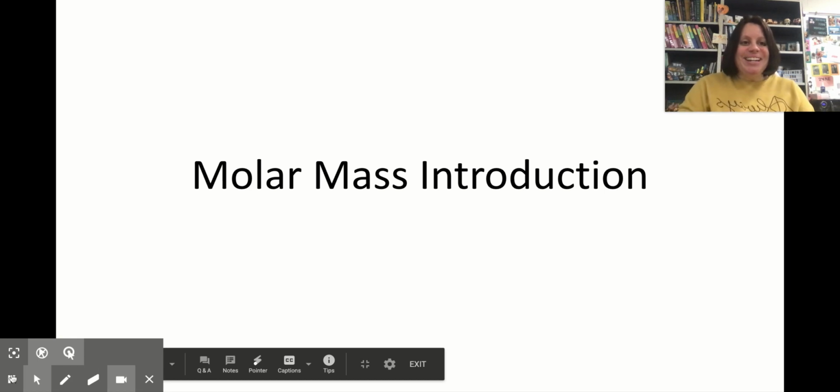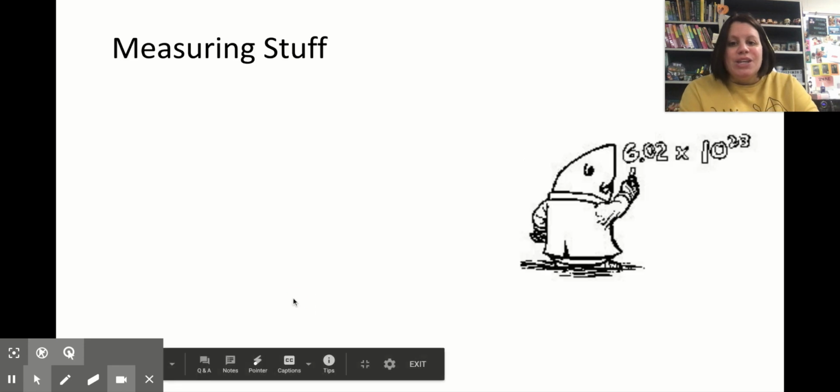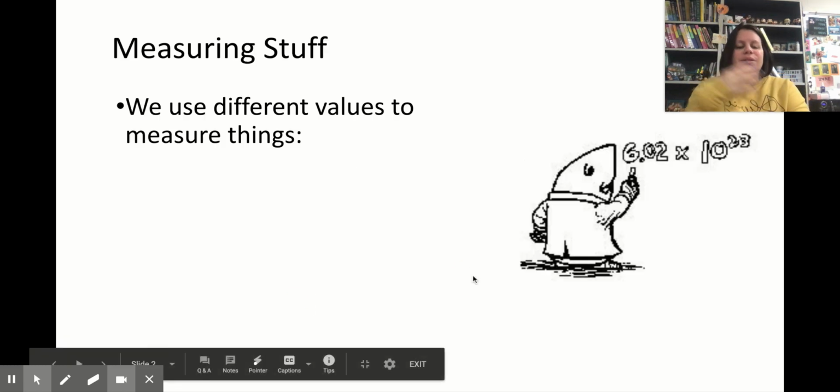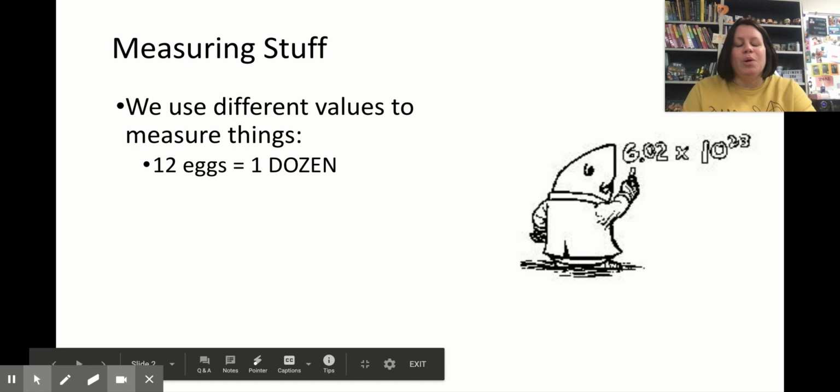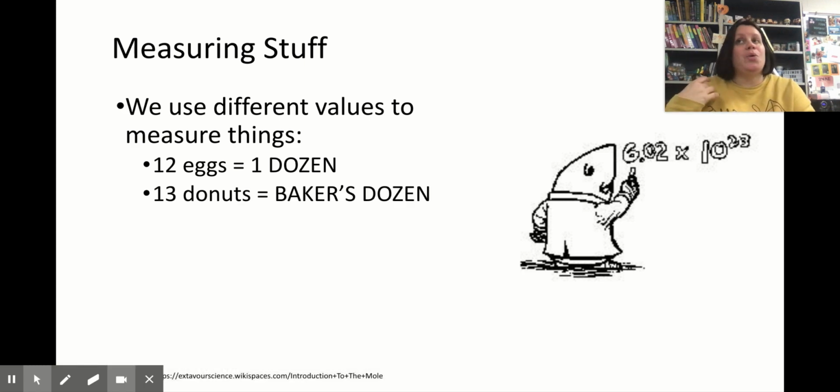All right, so today we're going to introduce molar mass. That's a concept you're going to have to use throughout stoichiometry, so it's a really good place to start. We use different values to measure things. When we get a dozen eggs, we have 12. When we order a baker's dozen of cupcakes or donuts, that's 13.